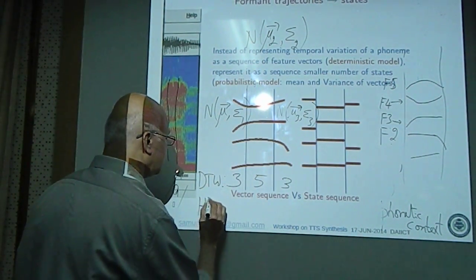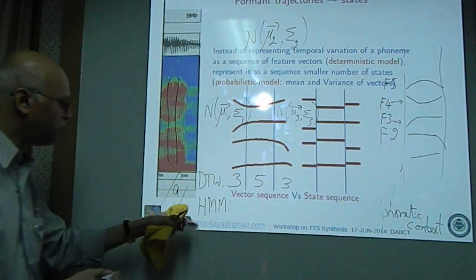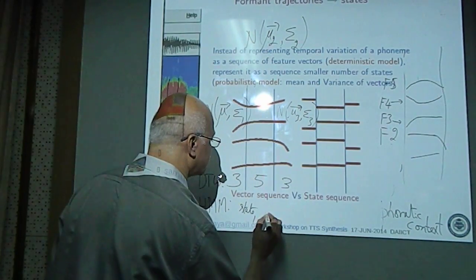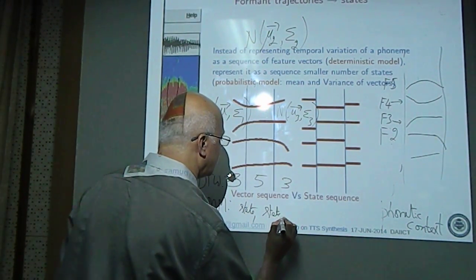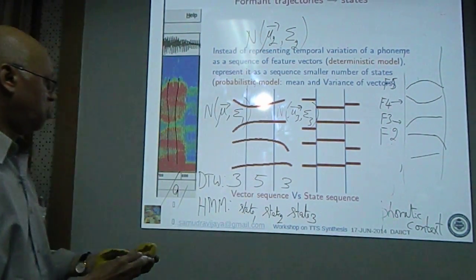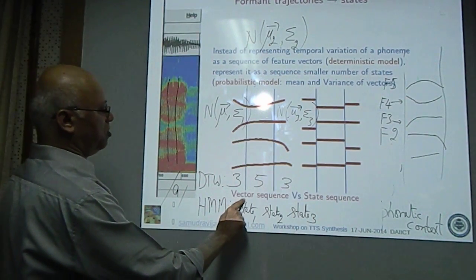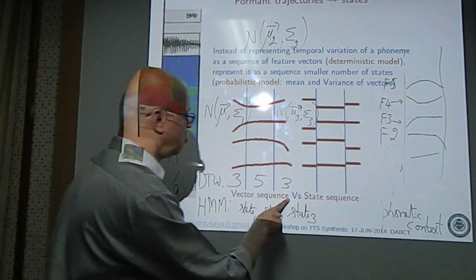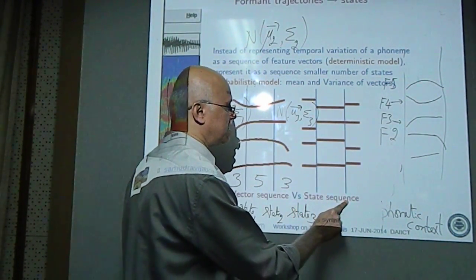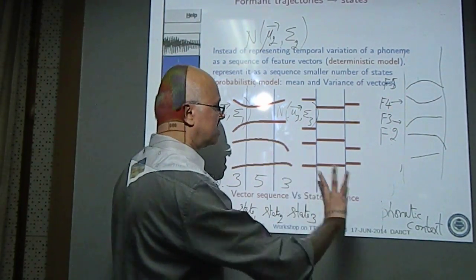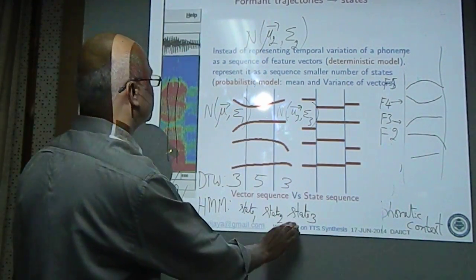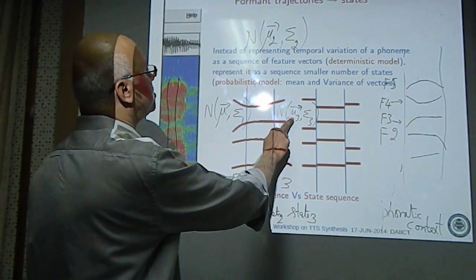On the other hand, in the Hidden Markov Model that we are going to talk about, we represent it as a sequence of 3 states: state 1, state 2 and state 3. So in DTW we represent the vowel as a sequence of several vectors, whereas in the Markov model we represent the same vowel as a sequence of 3 states. The sub-phonetic segments are called states, and each state is associated with a probability distribution.